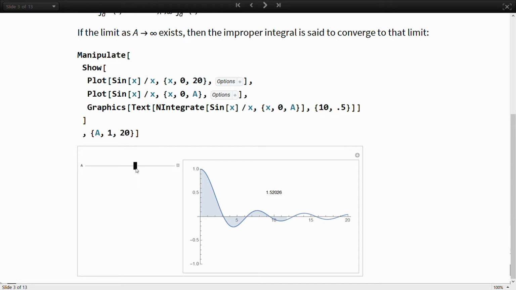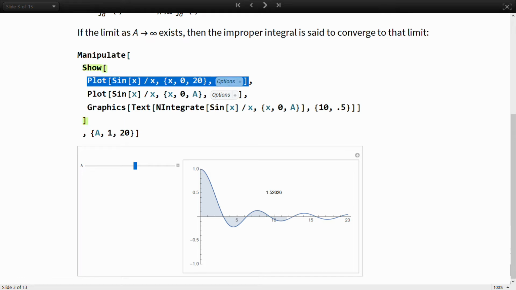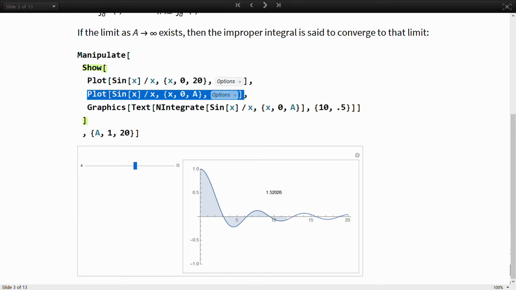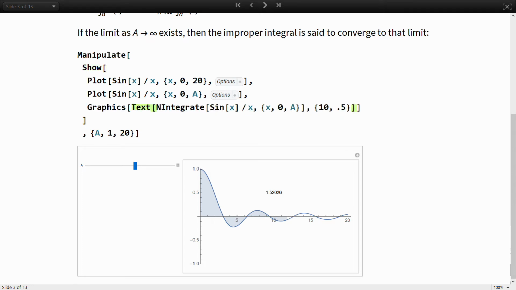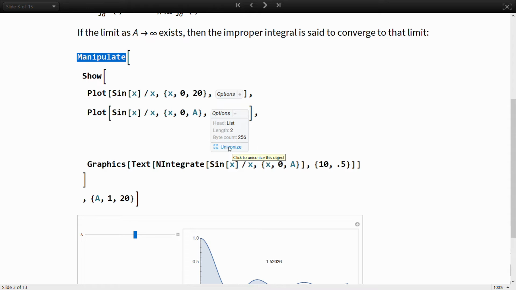Creating such a plot is very easy in the Wolfram Language. In the code, the first Plot command makes the line, while the second Plot command makes the shaded region, and the Graphics Text part calculates and displays the value of the integral, which is calculated numerically with NIntegrate. All of these graphics are combined together with the Show command, while the Manipulate function is what creates the slider and lets us control the value of big A. If you would like to explicitly see the options that are being used, click on the plus sign and click on Uniconize.